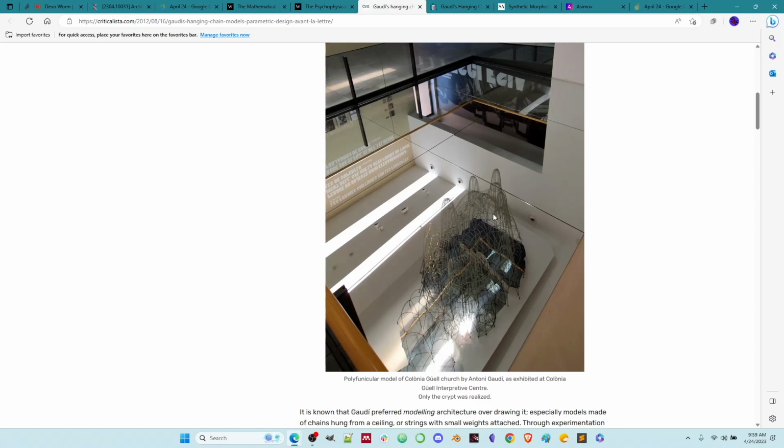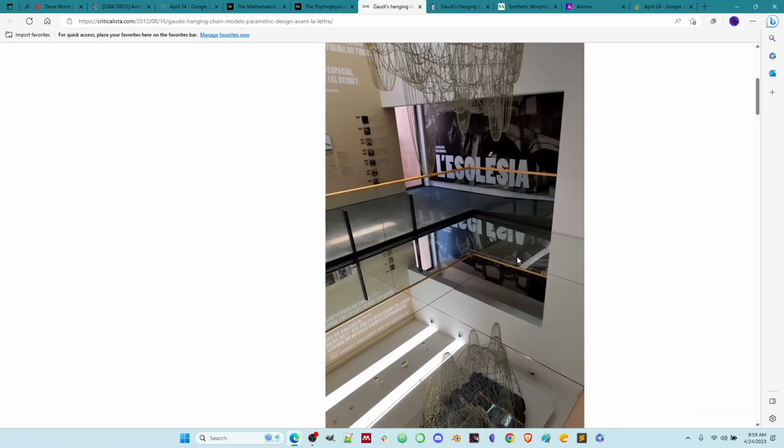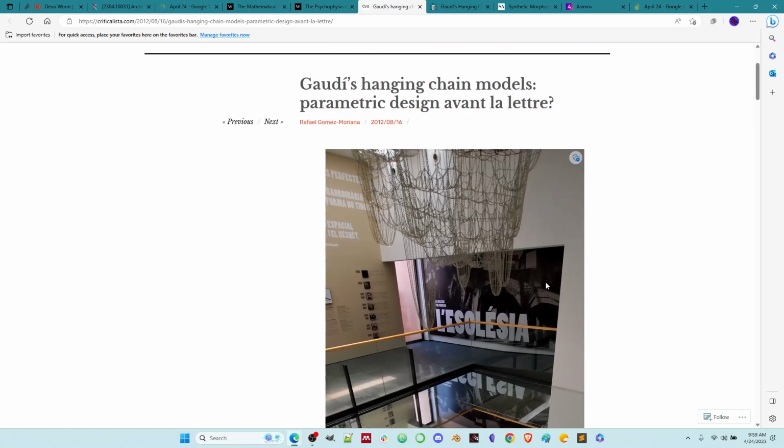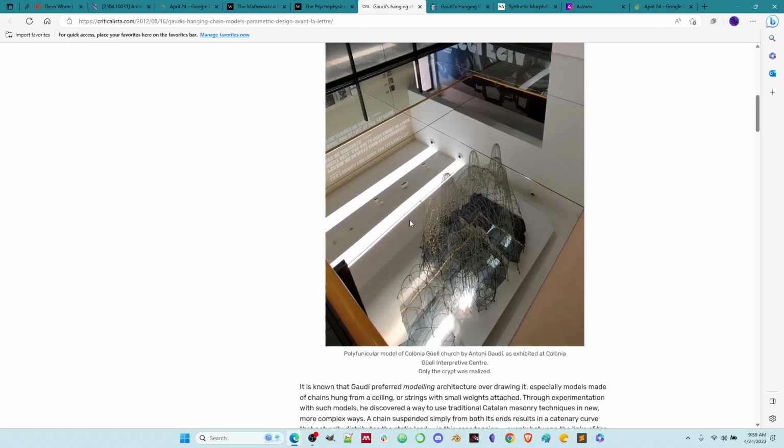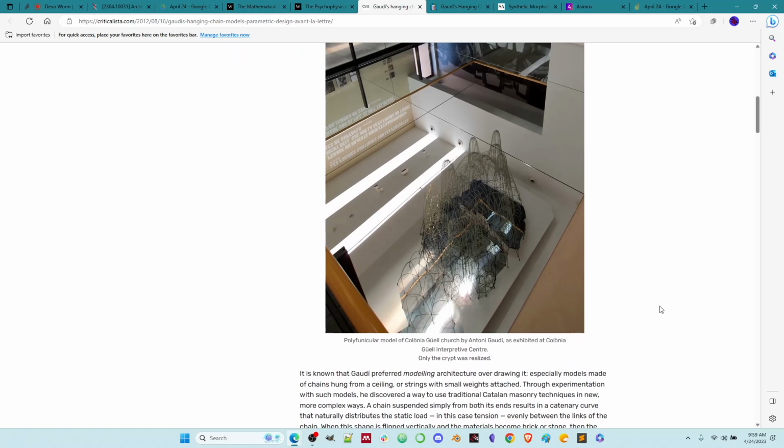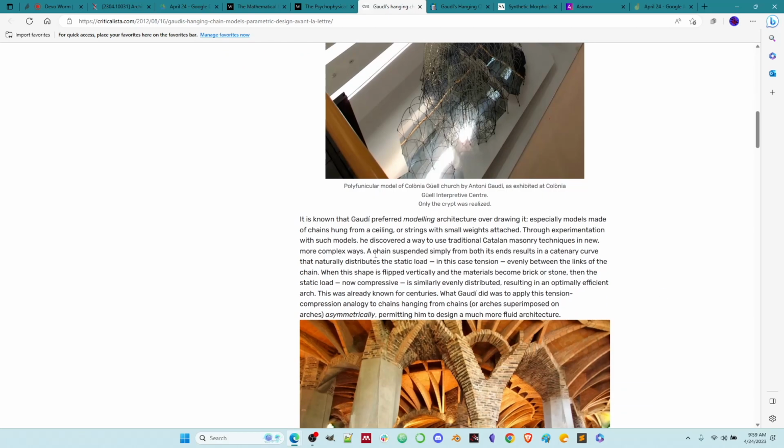And so this is the sort of skeleton of it. If you look at this here at the top, it's a mirror image of this at the bottom. So what he's done is he's taken this idea of a hanging chain, or a set of hanging chains that hang from the ceiling, and he's flipped it over and made it into a structure. It is known that Gaudi preferred modeling architecture over drawing it, especially models made of chains hung from a ceiling, or strings with small weights attached. Through experimentation with such models, he discovered a way to use traditional Catalan masonry techniques in new, more complex ways.